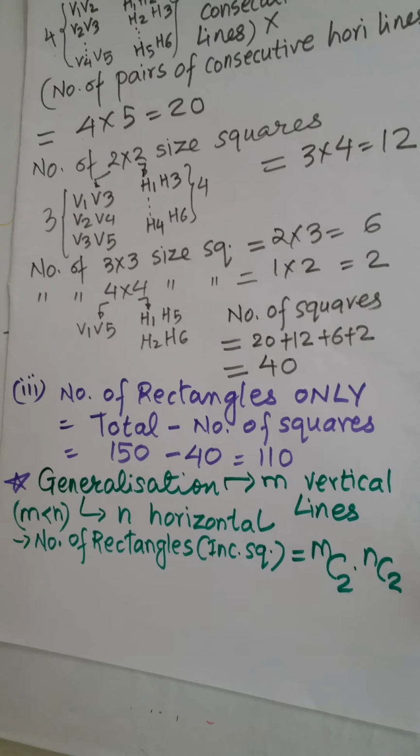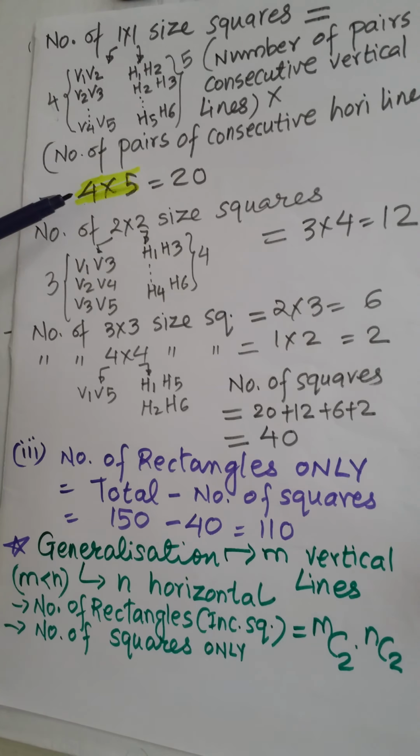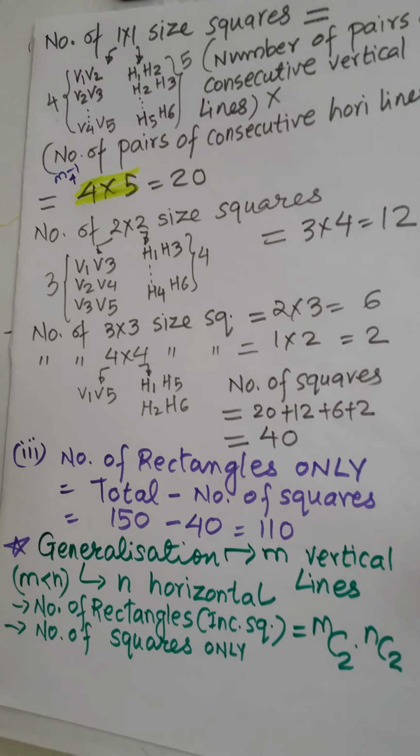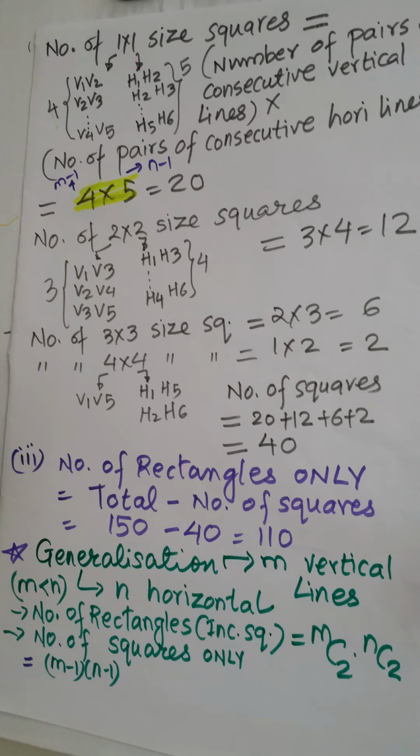So what about the number of squares? If you can see above, we started with 4 into 5. So what was 4? Now, if it is m, what is 4 in terms of m? Initially it was 5, so we wrote 4. So 4 is m minus 1. And what about 5? It was given 6 lines, so n is 6, so 5 is n minus 1. So the number of squares only starts like this: m minus 1 into n minus 1.